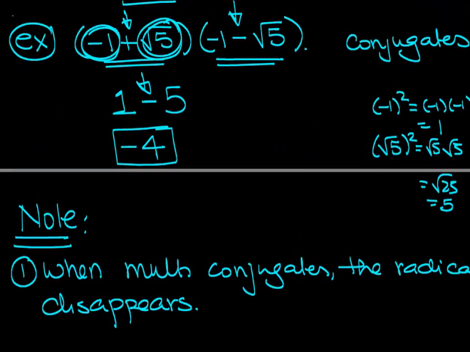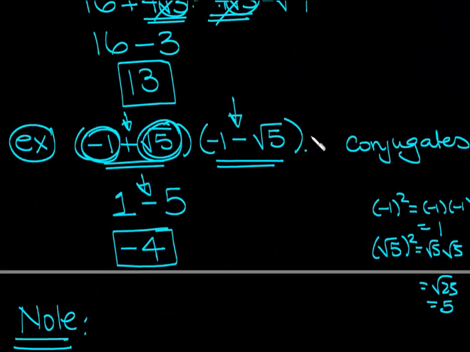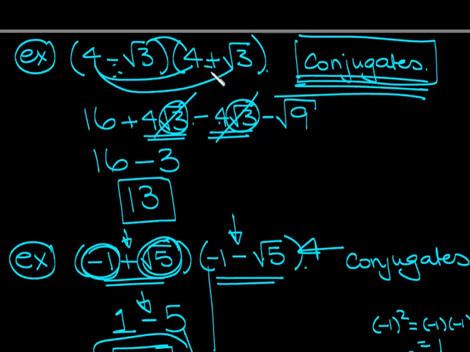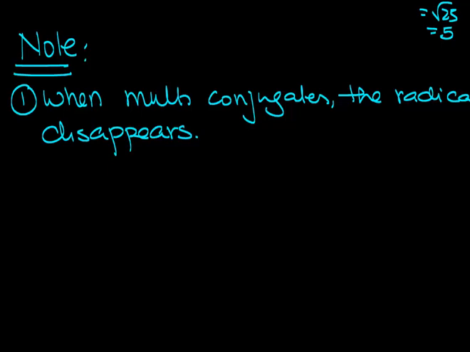If you notice in these two examples, I multiplied expressions that had radicals, but after I got done multiplying, did I have a radical left here? No, because we were multiplying conjugates. Anytime you multiply conjugates, a radical will go away. Same thing over here. I multiplied two conjugates, a radical is gone. That's a really cool thing about conjugates.